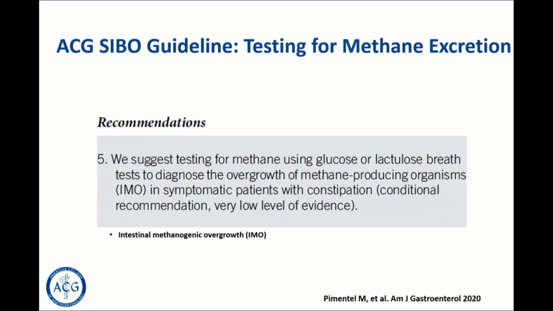So the ACG recommends testing for methane excretion. The ACG states that we suggest testing for methane using either a glucose or lactulose breath test to diagnose the overgrowth of methane-producing organisms, again, intestinal methanogenic overgrowth, in symptomatic patients with constipation. So mainly, it is suggested that in patients with constipation or bloating, we check for that in order to treat them, which helps alleviate the constipation because of the effect of these methanogenic bacteria, if you will, or archaea, on slowing the transit of the gut.